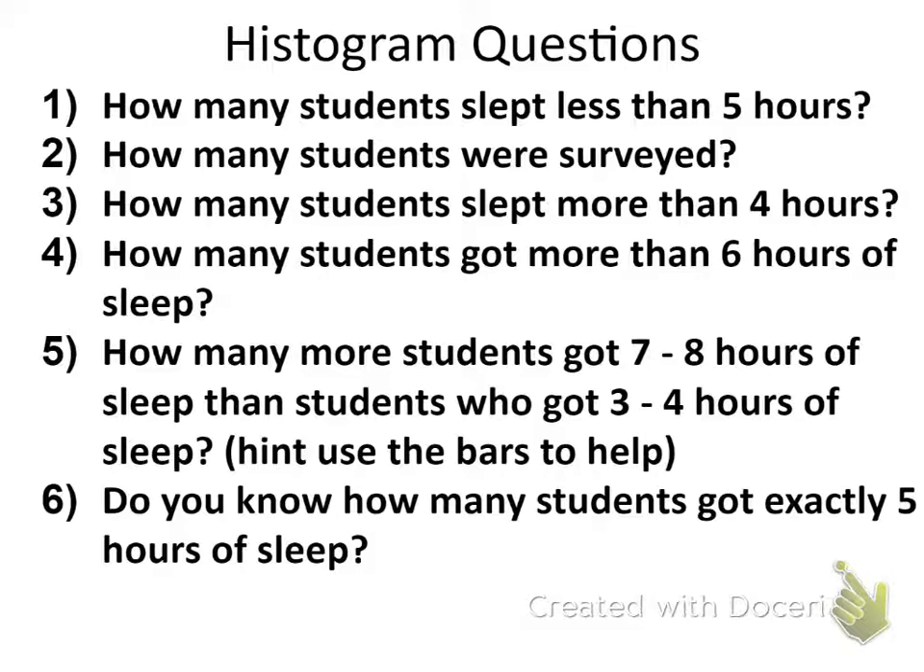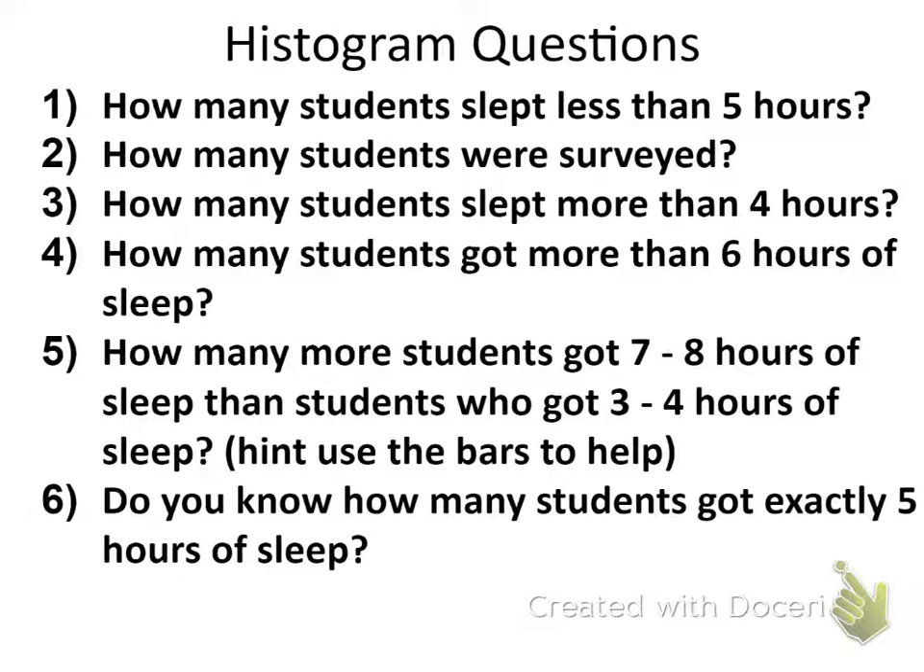How many students got more than 6 hours of sleep? 10. 7 plus 3. Very good. How many more students got 7 to 8 hours of sleep than got 3 to 4? 4. Good. 7 here, 3 there. Subtract. Do you know exactly how many students got 5 hours of sleep, everybody? No. There's no way to know. So we don't know exact numbers from this. We know ranges of numbers, and those are called intervals. Very good.